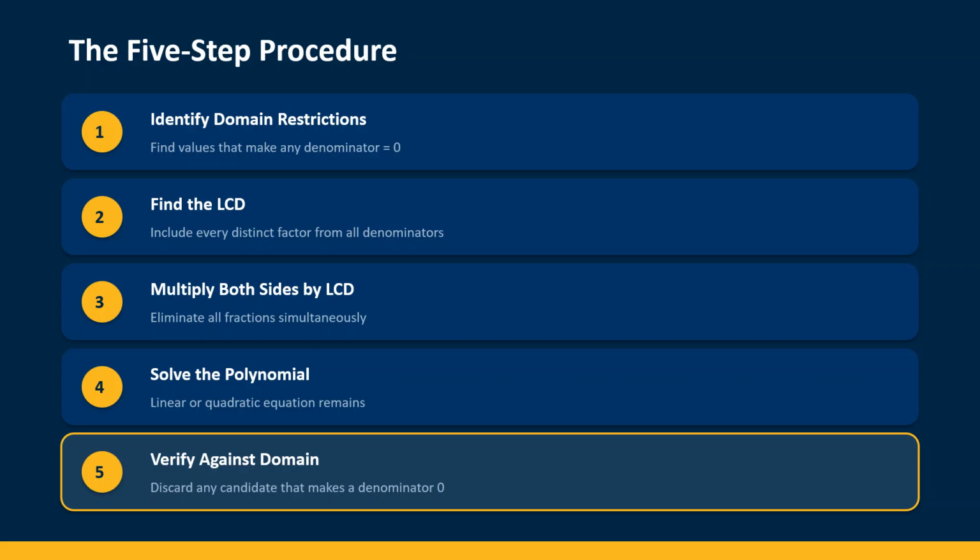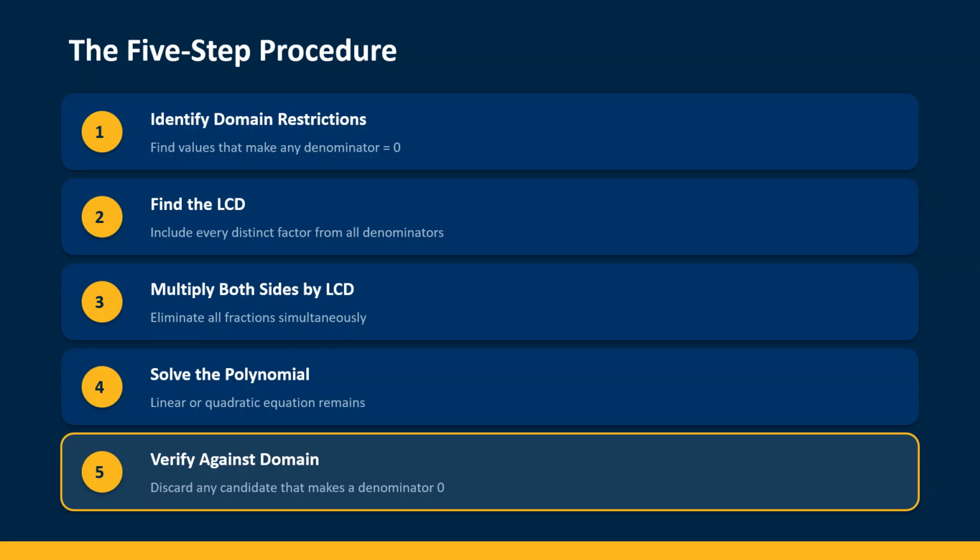Step 4. Solve the resulting polynomial equation. In the context of this course, the polynomial will typically be linear or quadratic, both of which students have practiced extensively in prior weeks. Step 5. Verify each candidate against the domain. Any candidate that coincides with an excluded value from step 1 is extraneous and must be discarded.